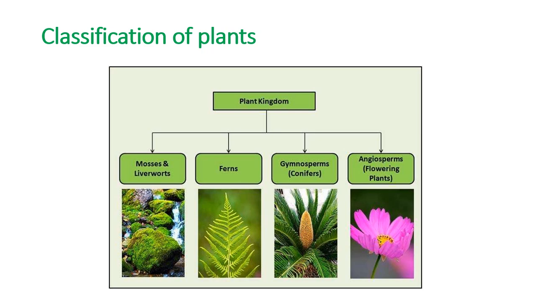Classification of plants. So all the plants belong to a separate kingdom, and this is how we can classify plants into different groups: mosses and liverworts, ferns, gymnosperms, which are conifers, and angiosperms, which are flowering plants.